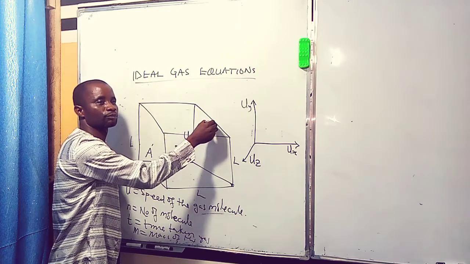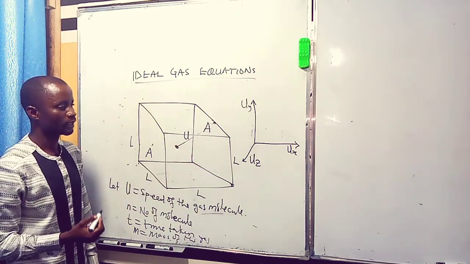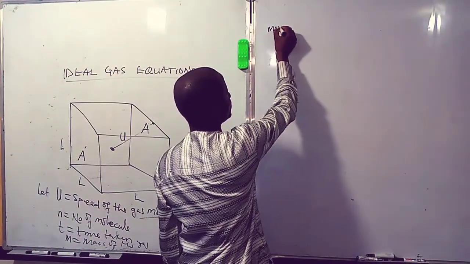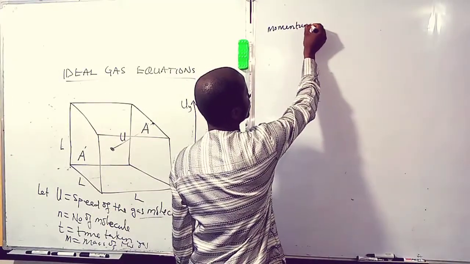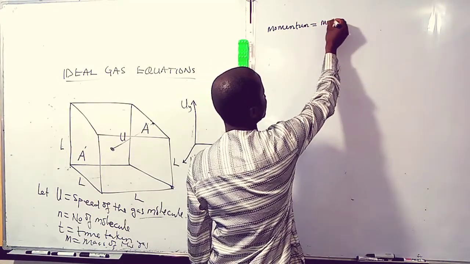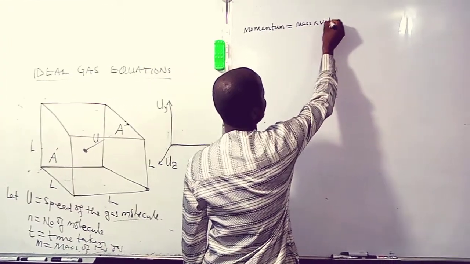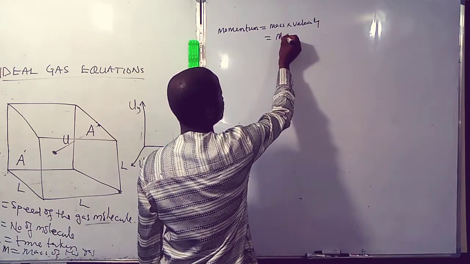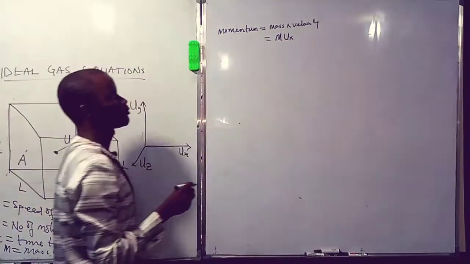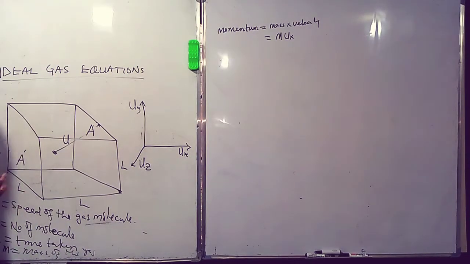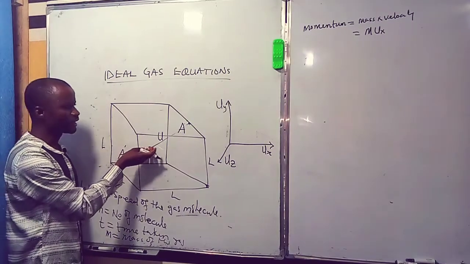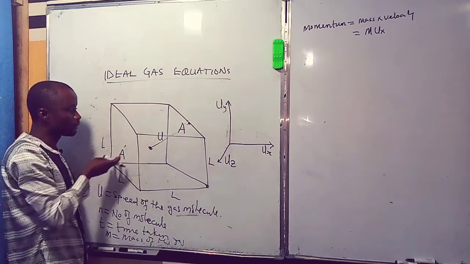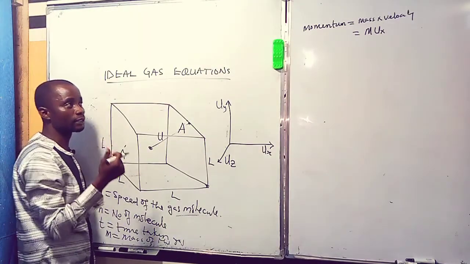Therefore, when the gas moves from this point and hits this wall, it possesses what we call momentum. Recall in physics, what is the definition of momentum? Momentum is equal to mass times velocity. Therefore, we have mux, because we are looking along the x-axis direction. But recall that the movement of the gas is an elastic collision. When it hits the wall at this point, it will bounce back in the same direction. That is, it will rebound.